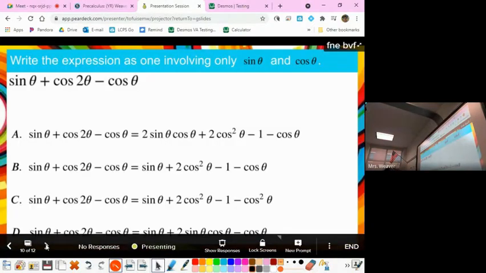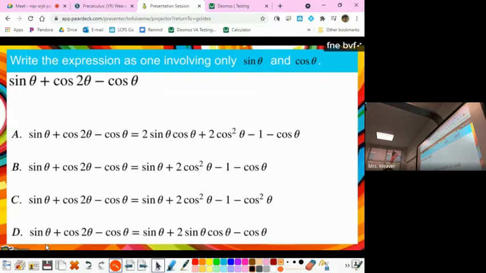Okay, so it says write the expression as one involving only sine theta and cosine theta. This is a problem that you might have seen on your study guide, that you might see on your test today. And it's really just knowing how to correctly substitute with the formulas. This is just to see if you can substitute. So here we have 3 expressions. They want them as just sine thetas or cosine thetas.